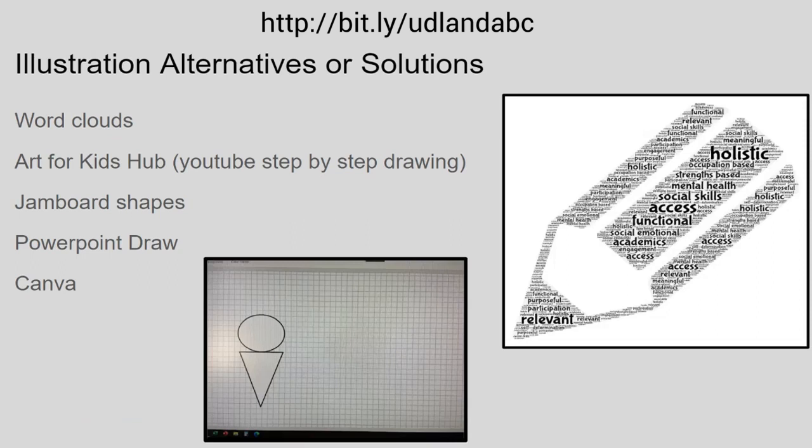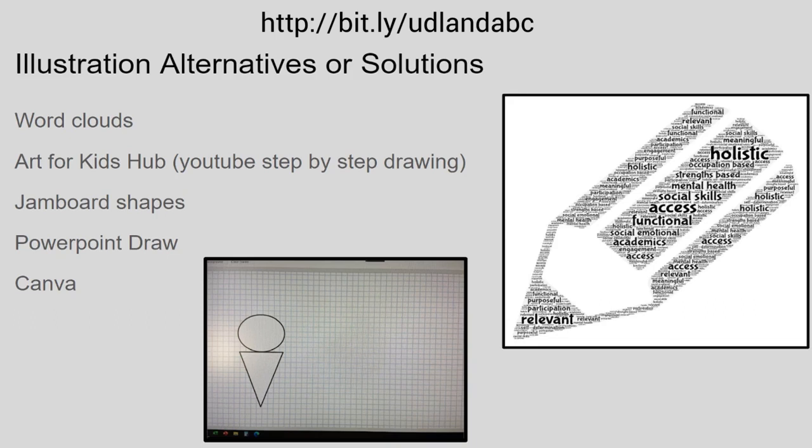There's lots of different illustration alternatives, including word clouds that students can do. Art for Kids Hub is a great step-by-step drawing site. This is an example of using shapes in Jamboard to create different images. So this obviously is an ice cream cone, but they do assignments like this actually in middle school in the FACS class. And obviously in elementary school, creating different things like this in the art classroom or illustrating different stories. PowerPoint Draw is really fun to use on the screen.